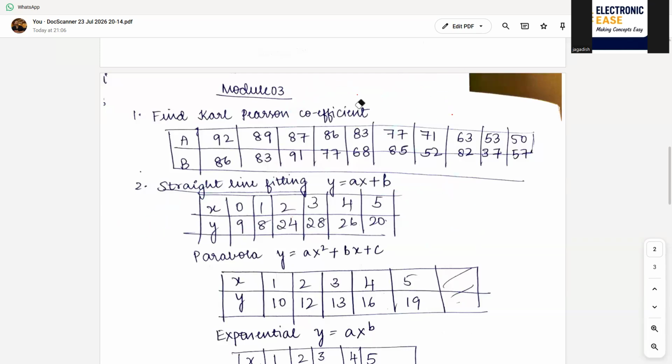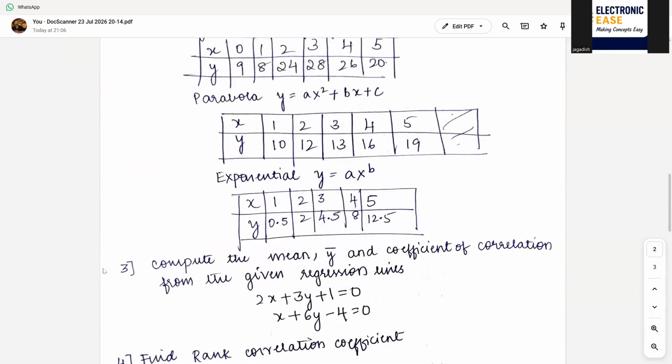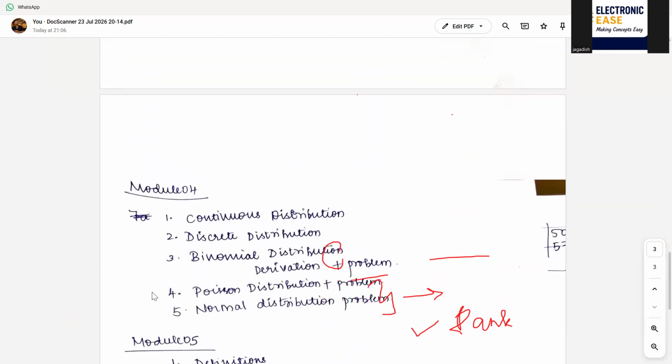Okay. So next, the question they will be giving you is to find the mean of y and the coefficient of correlation from the regression lines. They will be giving you the two regression lines, and based on that you need to compute. There are 3 to 4 formulas. Just learn those and practice more problems based on that, so you will be able to solve. The rank correlation coefficient is also important in this. So this much you do in module 3.